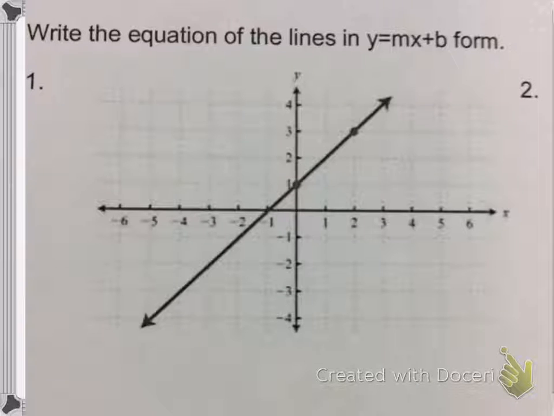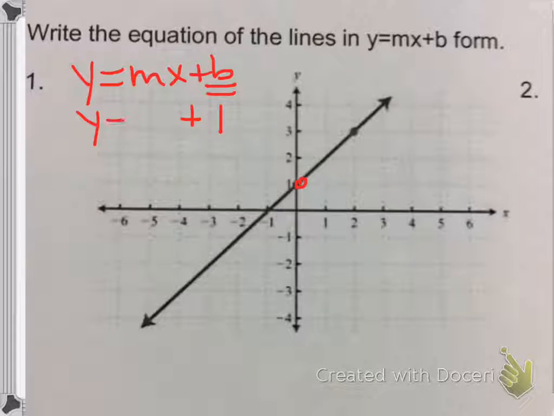Alright, so let's look at some graphs here and see if we can write the equation. We know we need it in the form y equals mx plus b. Again, our b value tells us where our graph touches the y-axis. It touches the y-axis at 1, so that is our y-intercept, and then we just have to find our slope. The slope is the number that goes in front of the x.